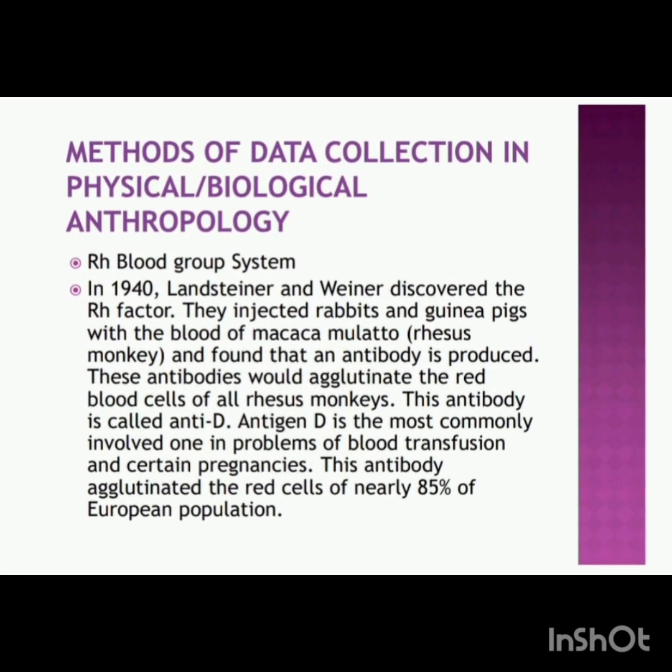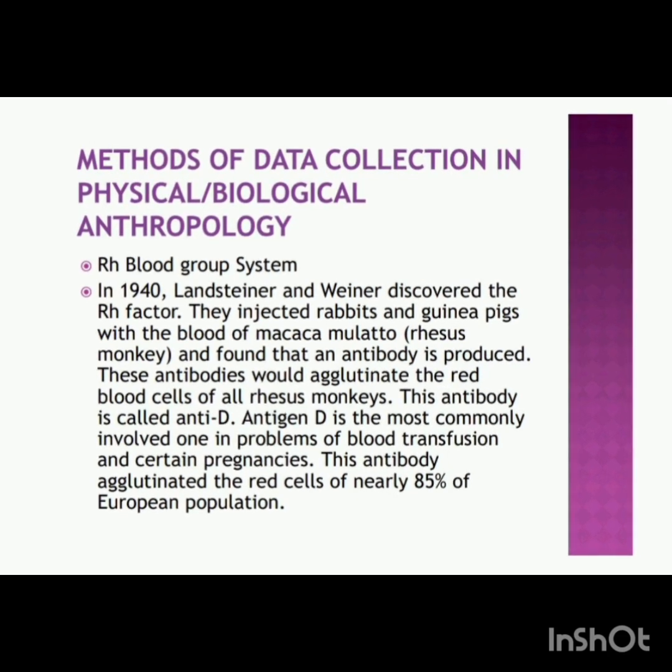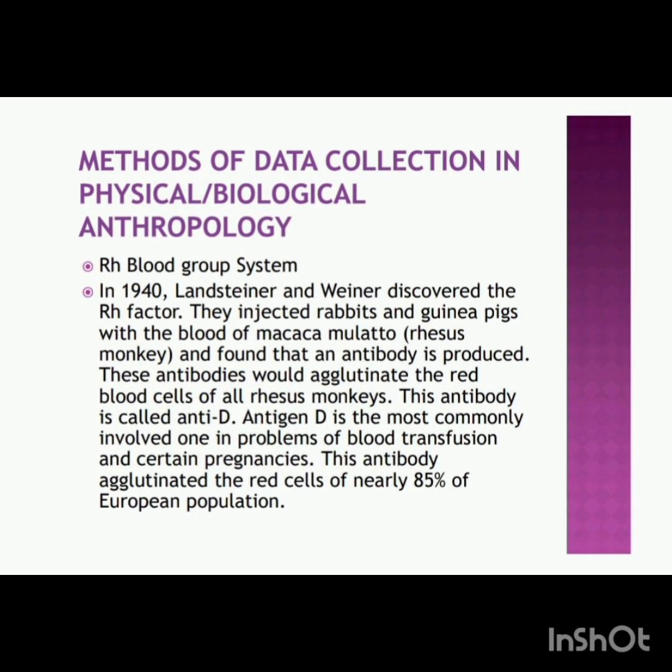The Rh blood group was discovered by Landsteiner and Wiener in 1940 from rabbits, using Macaca mulatta, a rhesus monkey. These antibodies would agglutinate the red blood cells of all rhesus monkeys. This antibody is called anti-D. Antigen D is the most commonly involved one in problems of blood transfusion and certain pregnancies. This antibody agglutinated the red cells of nearly 85% of the European population.